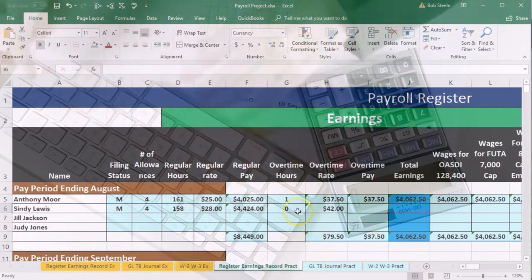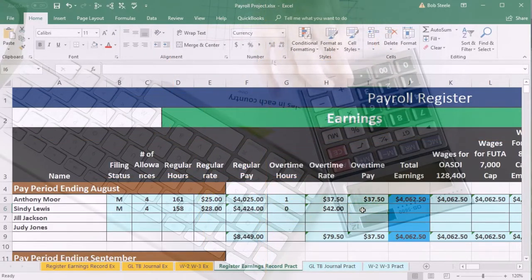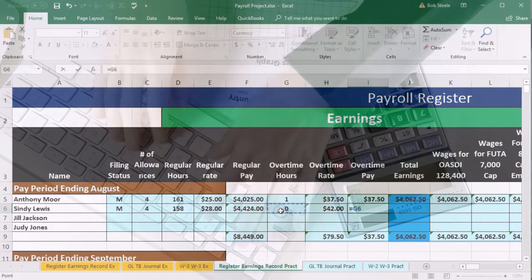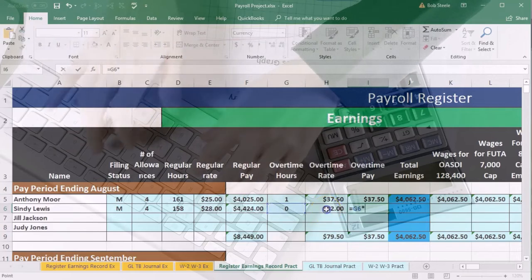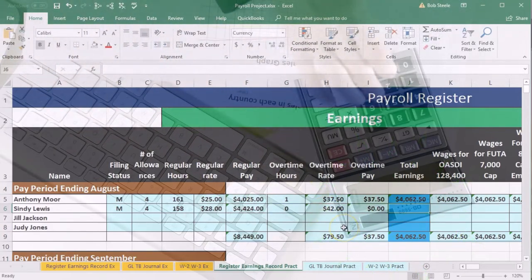And then we're going to calculate the overtime. Again, it's zero, she didn't work any overtime. But we're going to keep the calculation there, so that if we wanted to copy these formulas across, it would be easy to do so. So I'm just going to say this equals the 0 hours times the $42 in the overtime rate. That will give us, of course, zero.